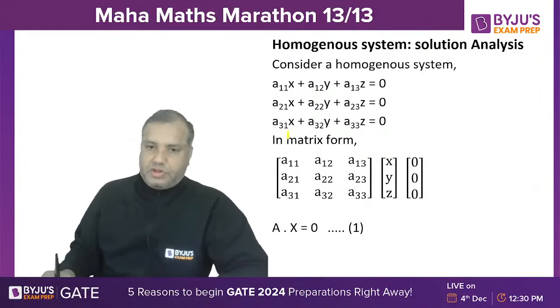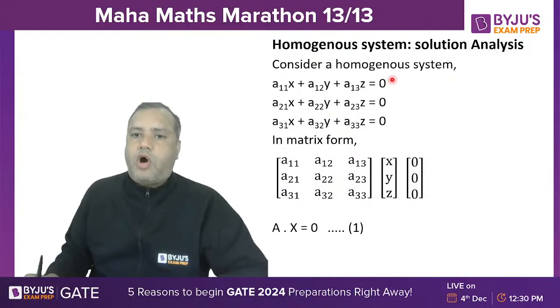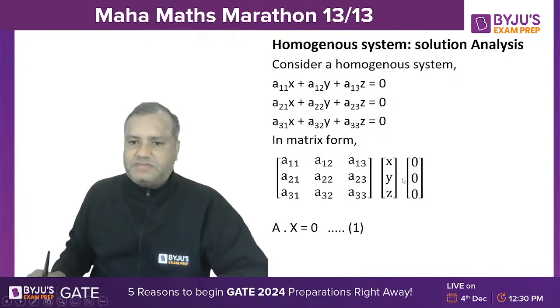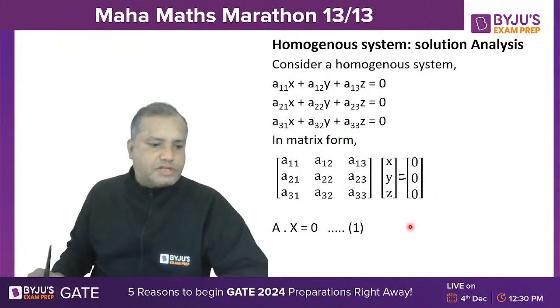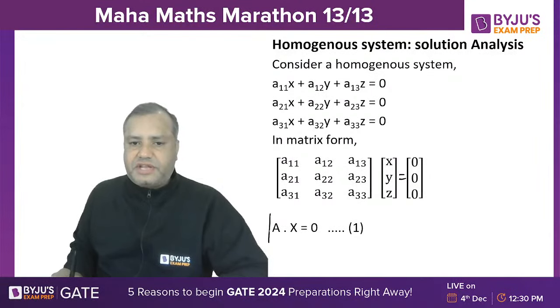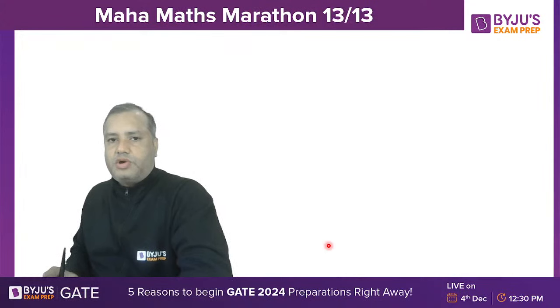Homogeneous system. A homogeneous system will have all zeros on the right hand side, so that this matrix B will become a null matrix. This matrix will become a null matrix. Ax equal to 0, this is the representation for a homogeneous system.